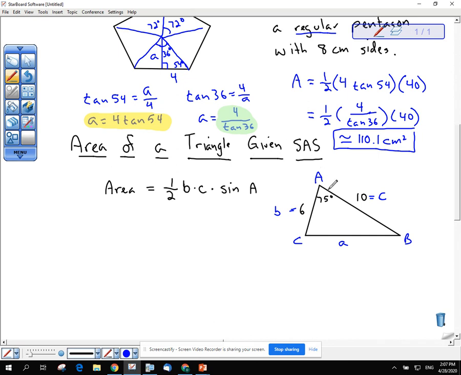Okay, so the reason it's area of a triangle given side angle side is because you have this angle that's included. The two sides, 6 and 10, are adjacent to that angle. So the way this works is really simple. You just plug it into this formula. 1/2 bc, that'd be 1/2 of 6 times 10 times the sine of 75. That's all you do. And then I type that into my calculator, which is 28.97, etc. We'll just go ahead and round to the nearest tenth, which would be 29.0.